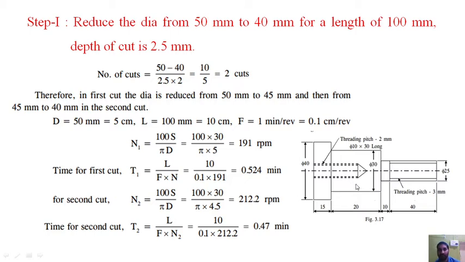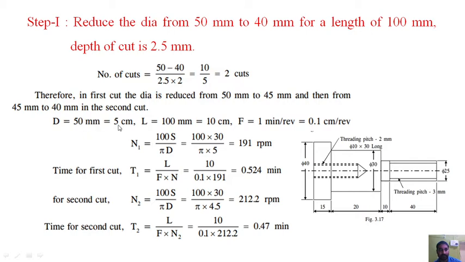For that we require two steps. In the first step you convert 50 to 45, and after that you convert 45 to 40 for the same length, that is 100 millimeter, 10 centimeter. So to reduce 50 to 40 dia, two cuts are required. In the first cut you reduce it from 50 to 45 and in the second cut you reduce the diameter from 45 to 40. So this is the 40 dia here.